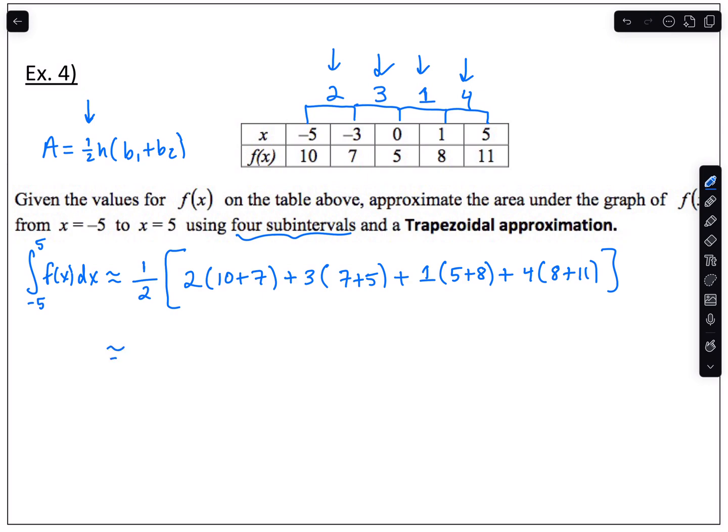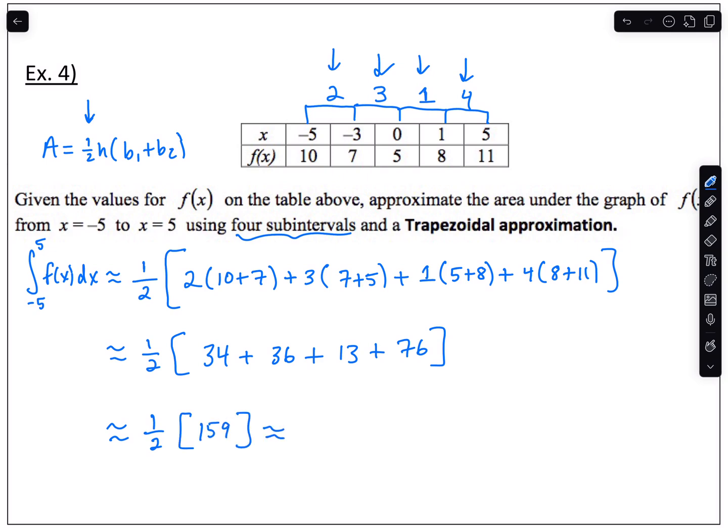I think we can crunch the numbers here. So 2 times 17, 34, plus 3 times 12, which is 36, plus 1 times 13, which is 13, plus 4 times 19, which is 76. If I add these down the line, it's not too bad either. It kind of works out friendly. I think we'll get to 159. If I multiply straight across, this will be 159 over 2, which is just 79.5. So in this case, we do get a final approximation of 79.5.